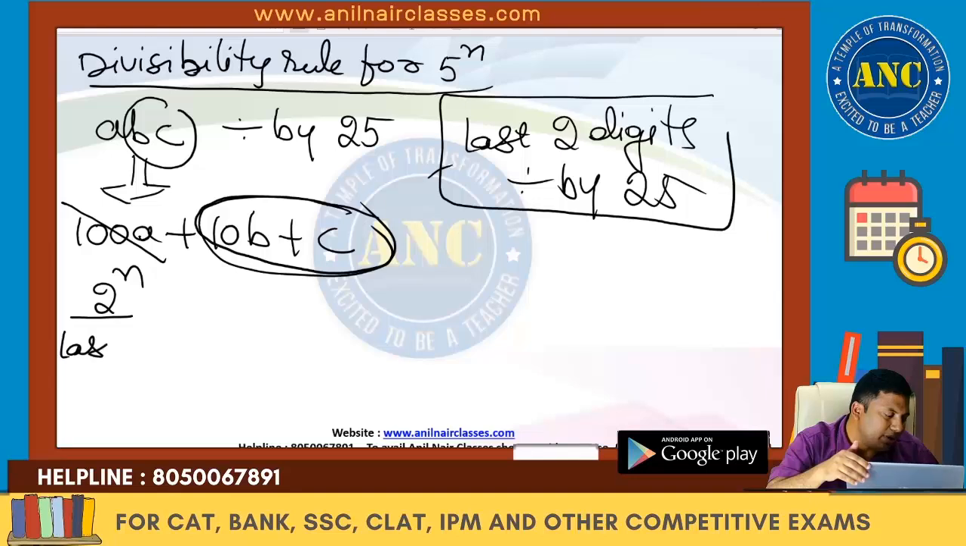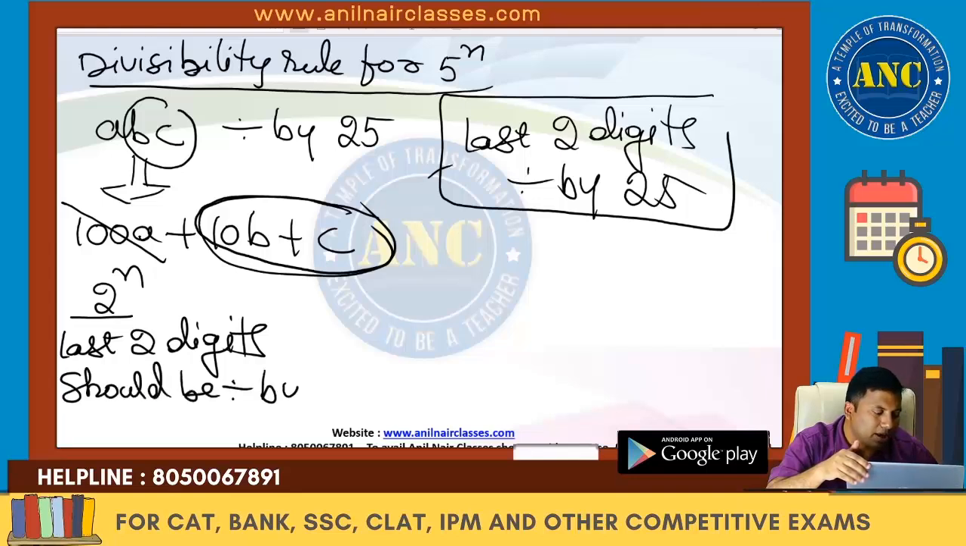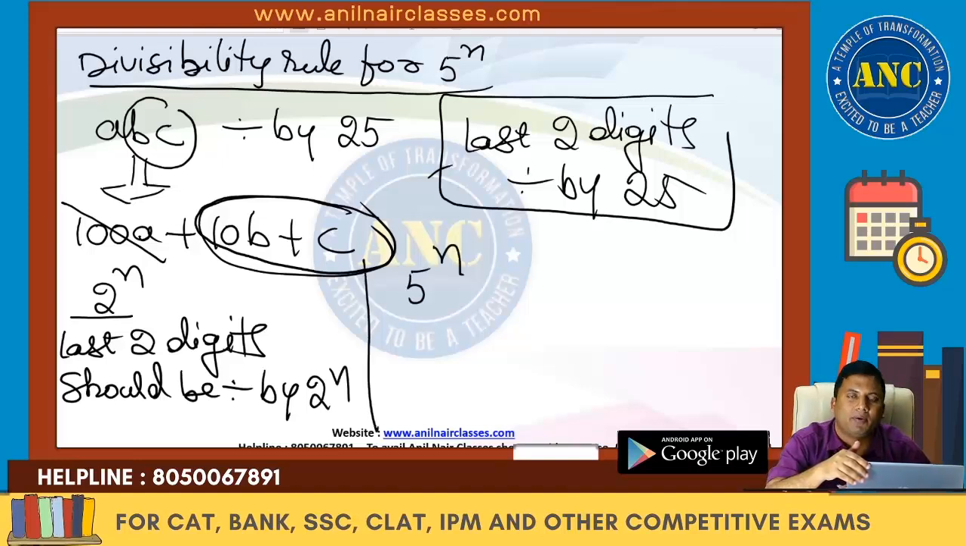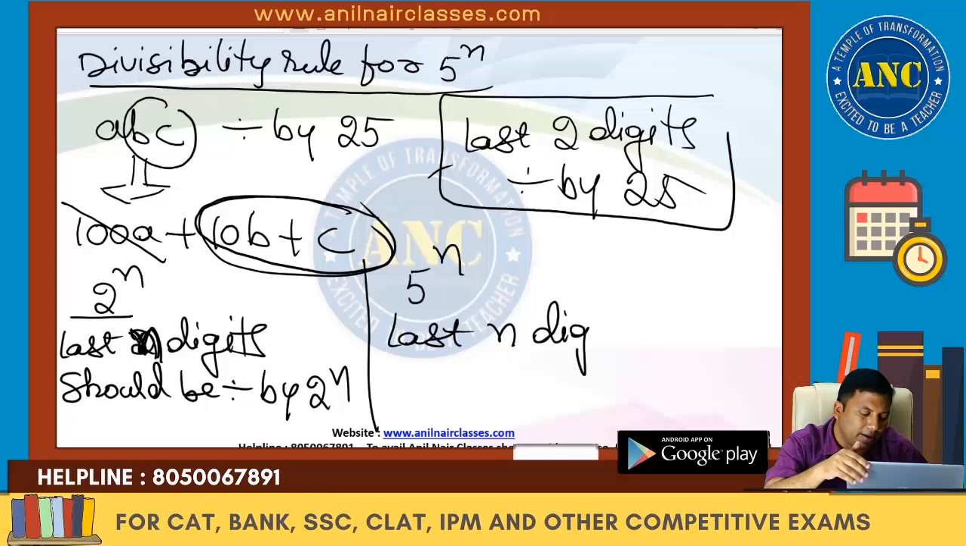Last 2 digits should be divisible by 2 power n. Same concept holds good for 5 power n. 5 power n means last n digits here. Last n digits should be divisible by 5 power n.